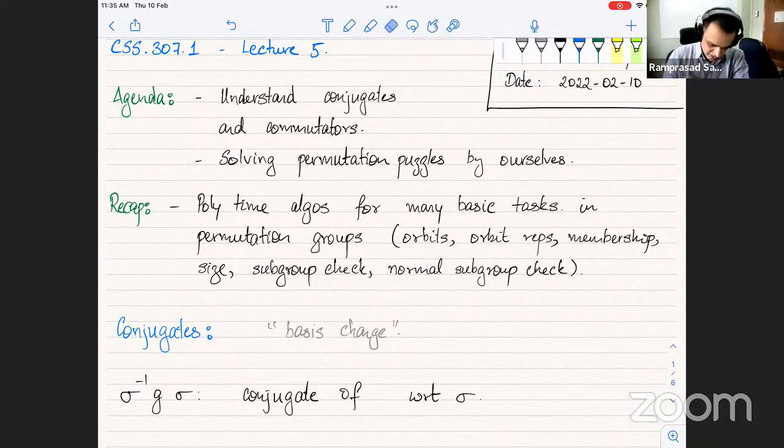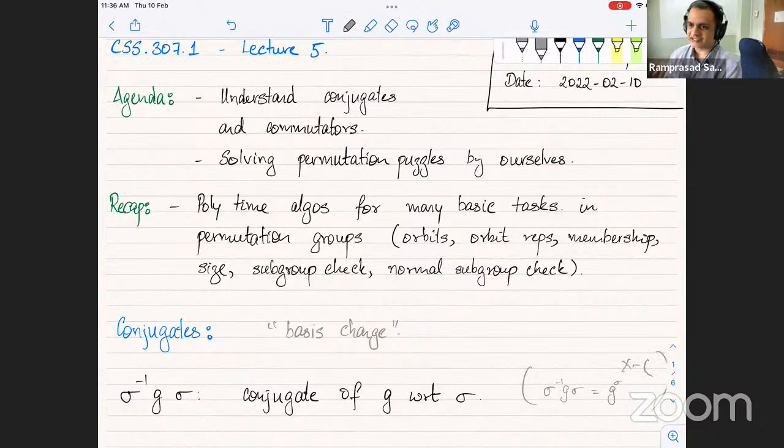This is a conjugate of G with respect to sigma. That's what conjugate means. I will also add one warning: in some places, unfortunately, sigma inverse G sigma is referred to as G power sigma. Since we are using this exponent notation for a whole bunch of things, this is going to annoy us a lot. So I will not use this notation, because I want to leave the exponent notation for a group action.